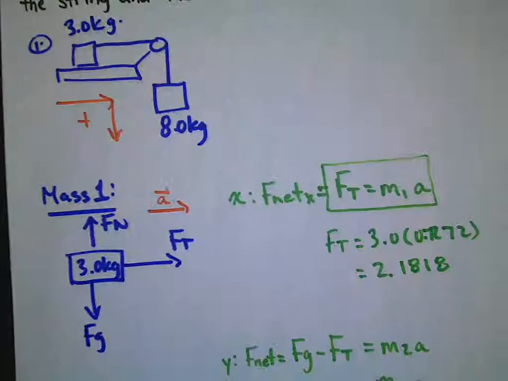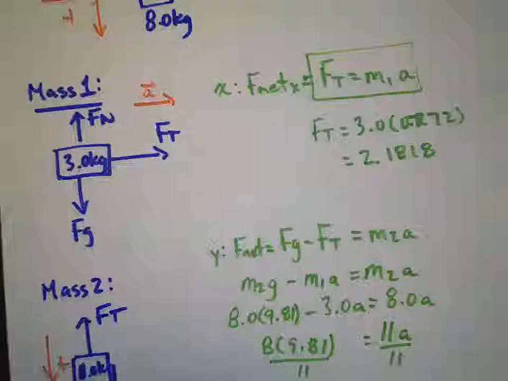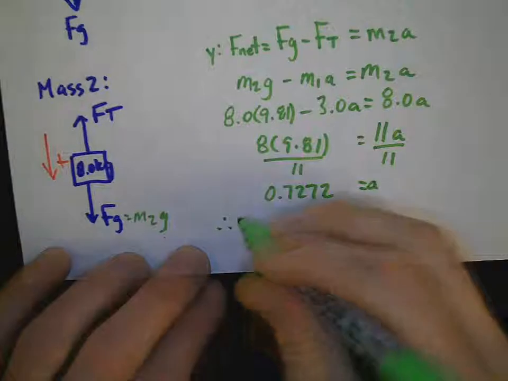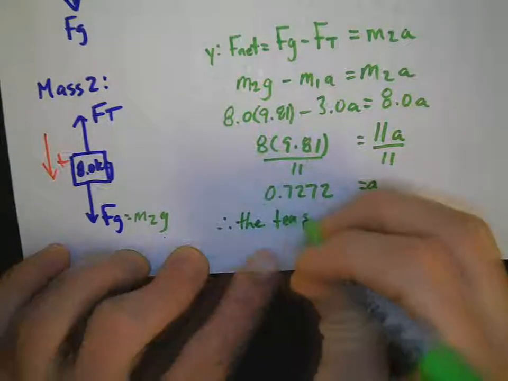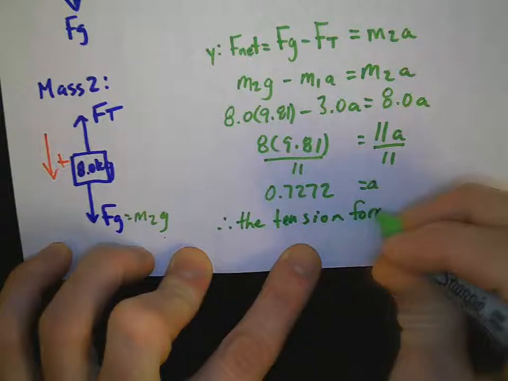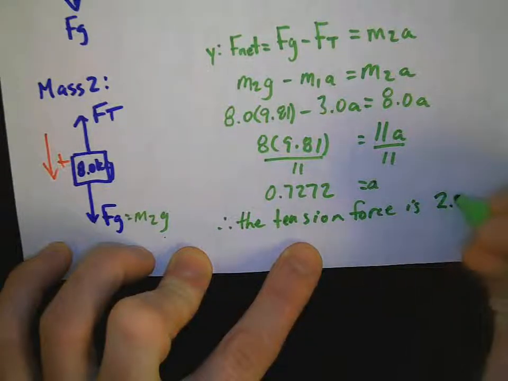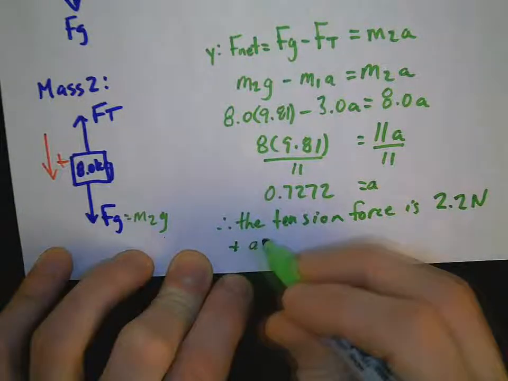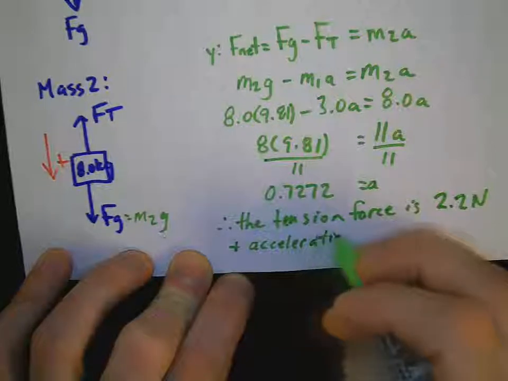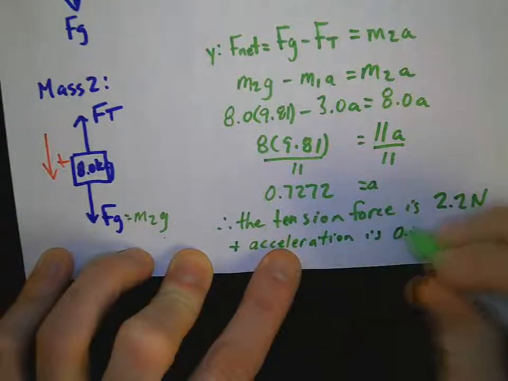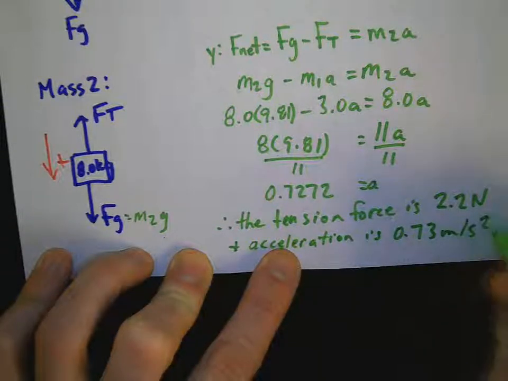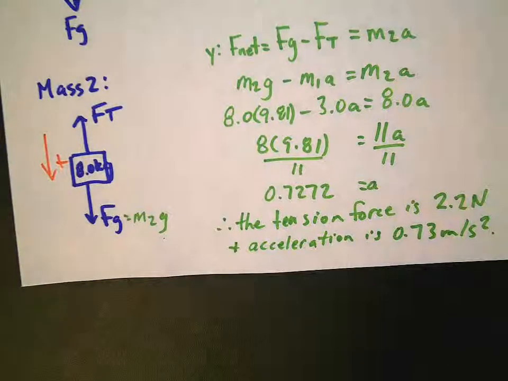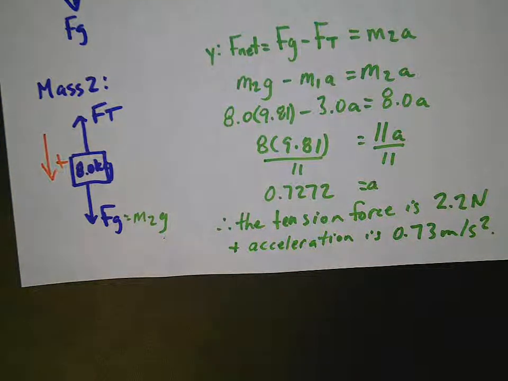Therefore, our tension force is 2.2 newtons, and acceleration is 0.73 meters per second squared. There's just reviewing a string and pulleys question just to help you out in case needed for question number 4 in section 2.4, I believe it is.